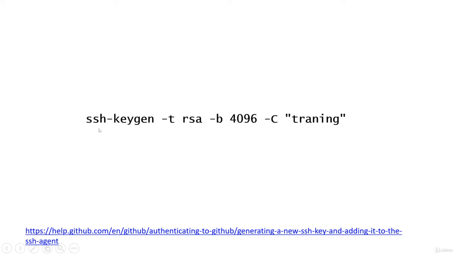We just need this command: ssh-keygen -t rsa -b 4096 -C, and then in double inverted commas, the name of the key you are going to generate. You can put your email address or name, or the PC name, and close the double inverted commas. For more details you can refer to this link. Let me go and do it.